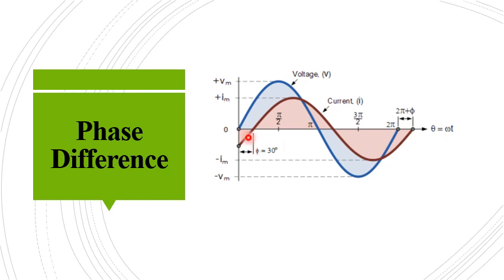Now we'll take a look at these two waveforms. Here also we have a voltage waveform as well as a current waveform. But what about the 0 points? The voltage waveform becomes 0 at t equal to 0. But the current waveform becomes 0 only at omega t equal to 30 degrees. So here we can see that there is a phase difference. There is a difference in the 0 points of the two waveforms.